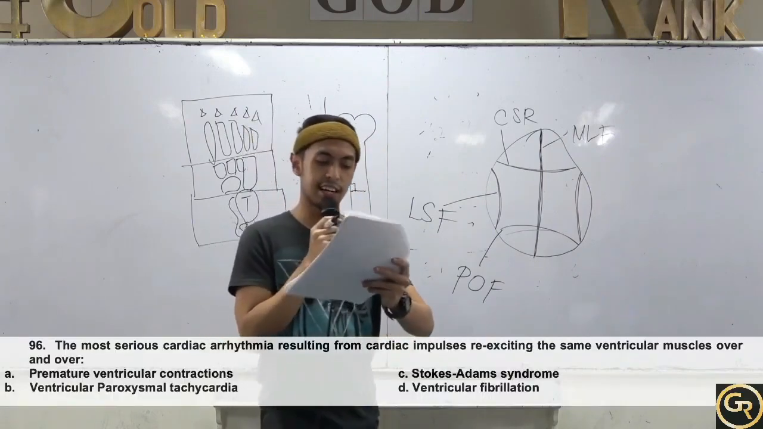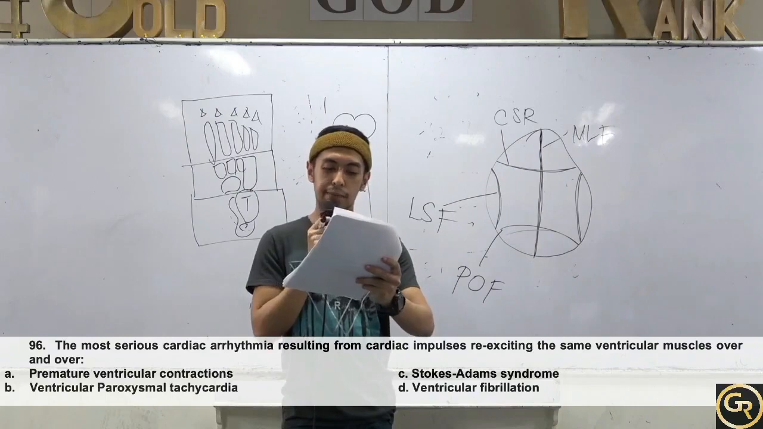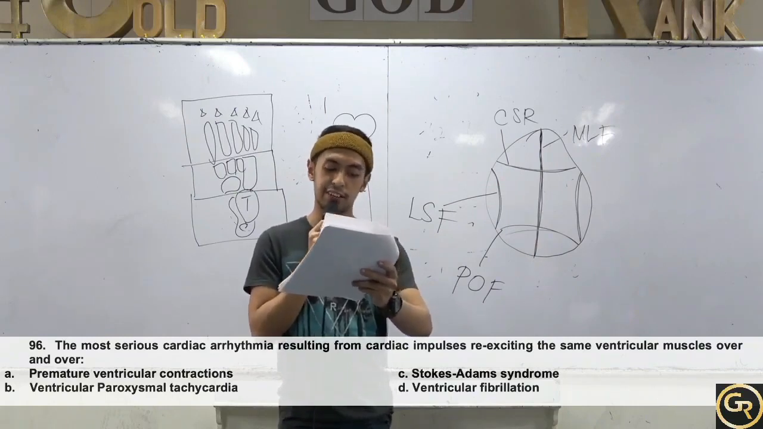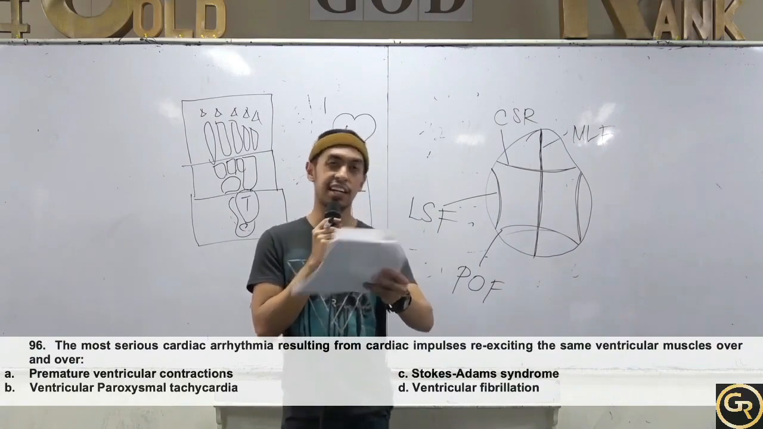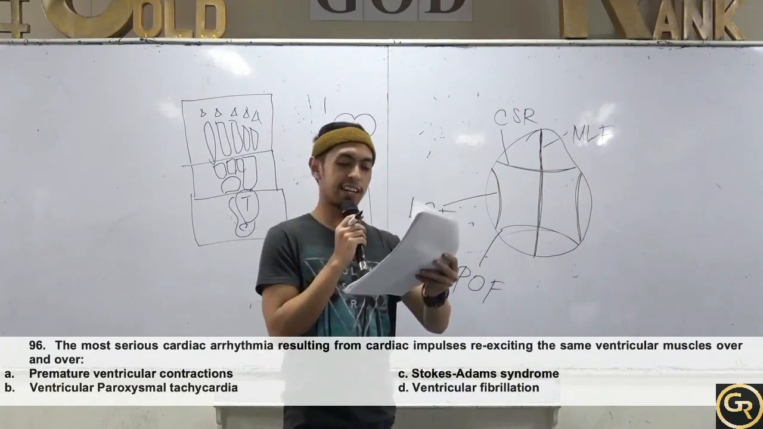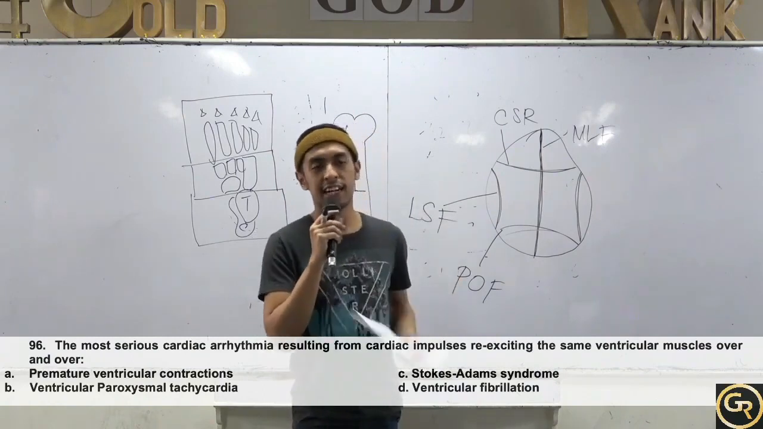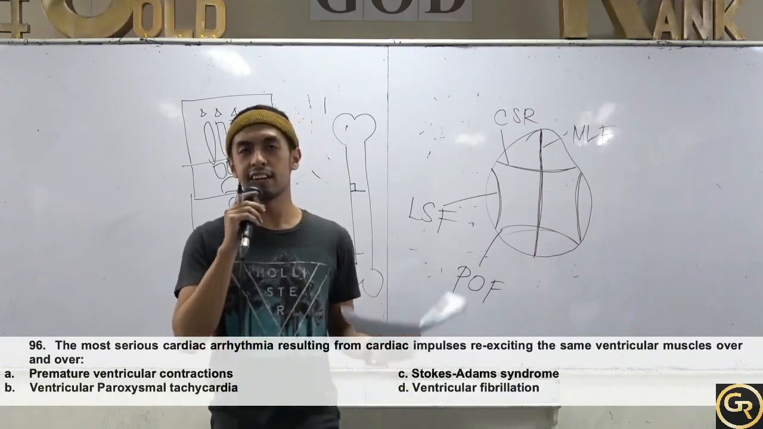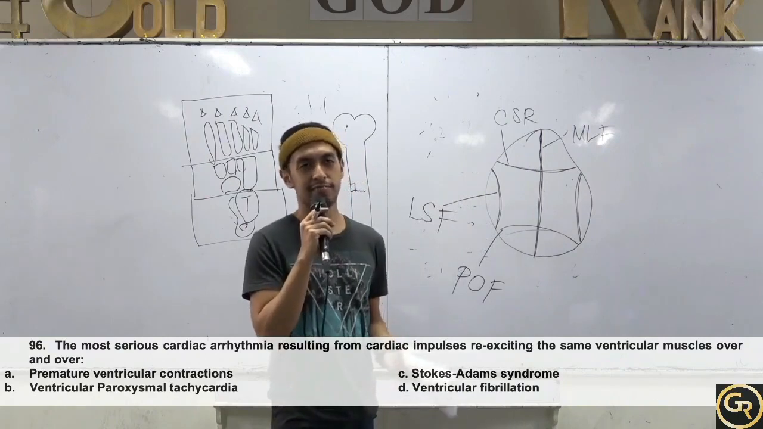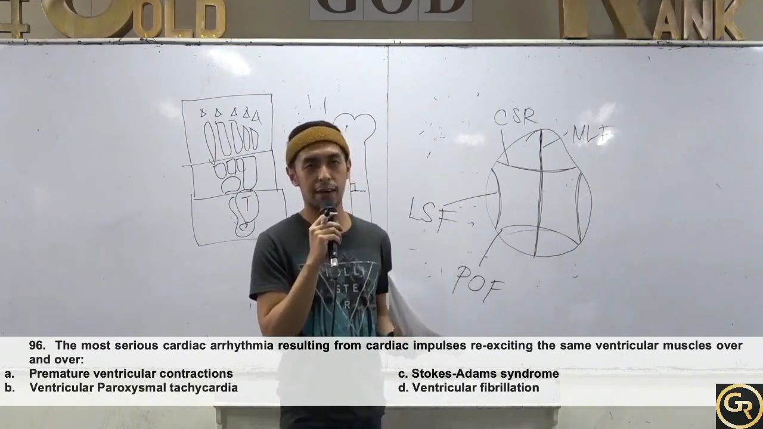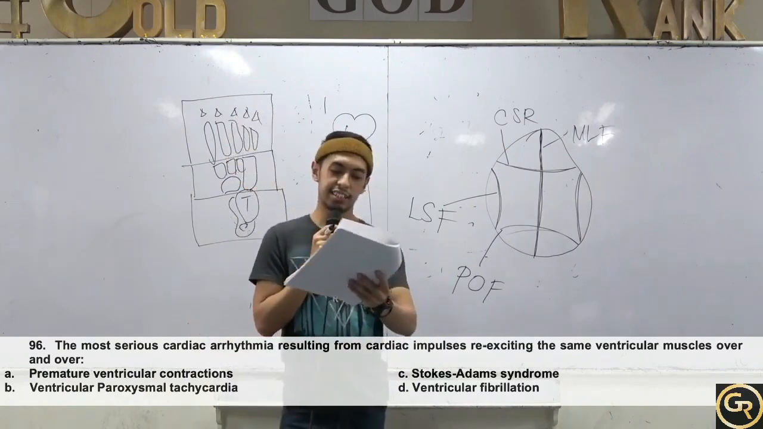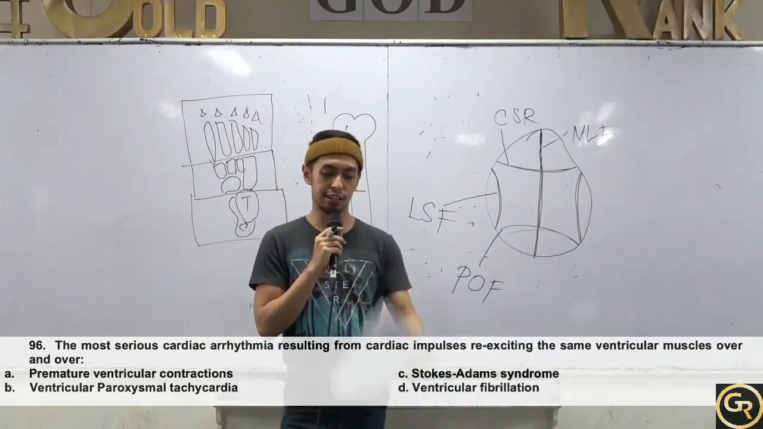96. The most serious cardiac arrhythmia resulting from cardiac impulses re-exciting the same ventricular muscles over and over. Sino po to? It's your letter dog. Your ventricular fibrillation. Okay? Ventricular fibrillation na to. Kasi kapag ang patient nyo ay mayroon ng ventricular fibrillation, okay, this is a matter of life and death to your patient. Okay? Kapag ito po ay hindi naagapan, therefore it can lead to cardiac arrest. Okay? So for 96, it's your letter dog.